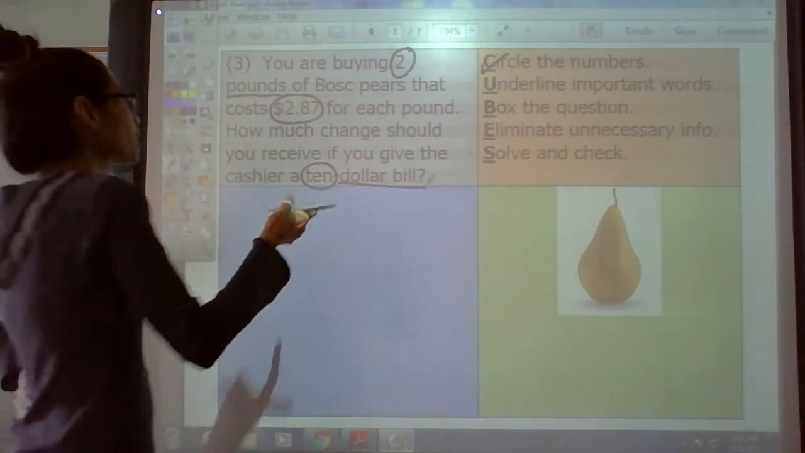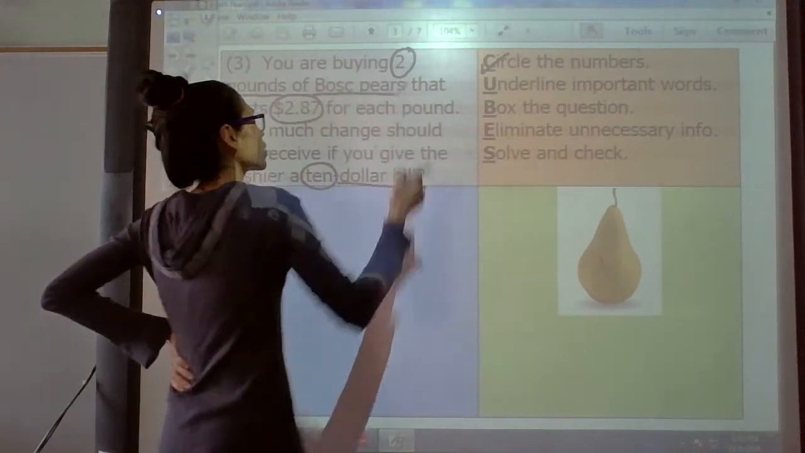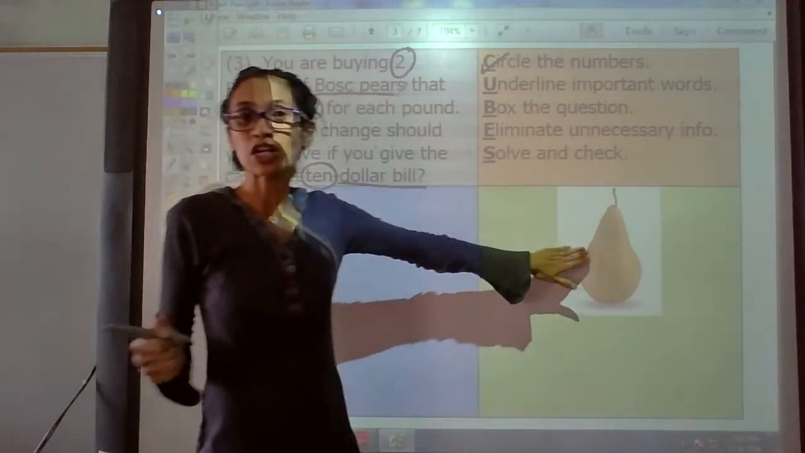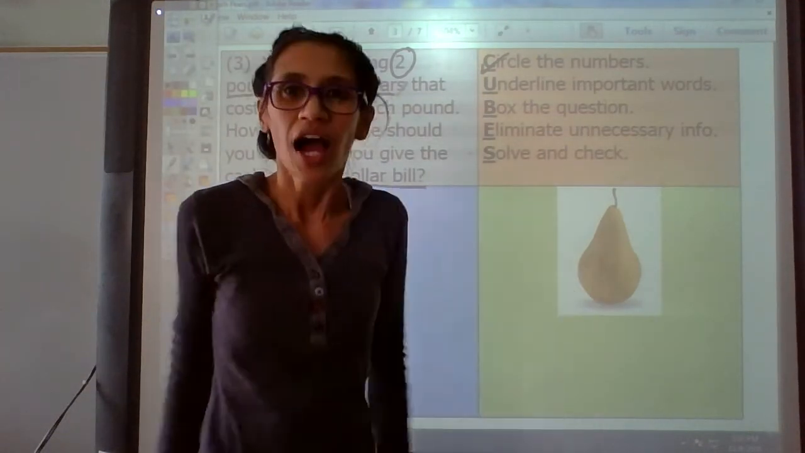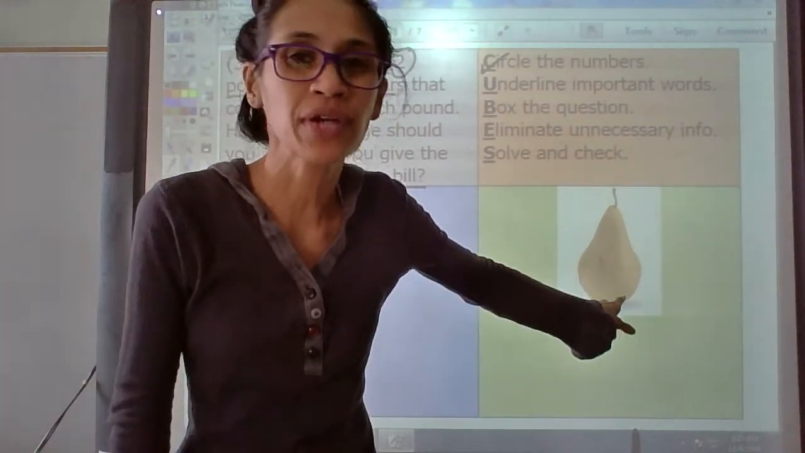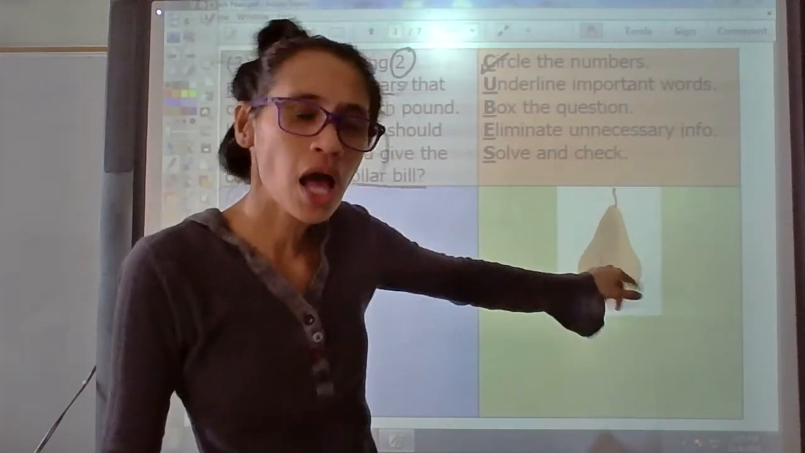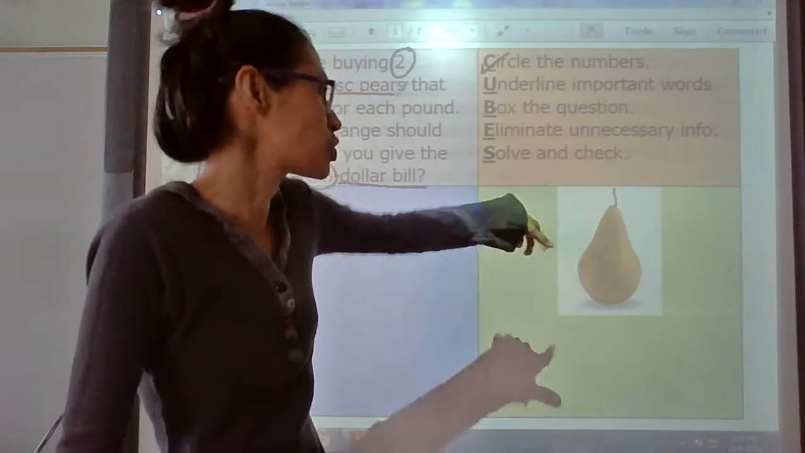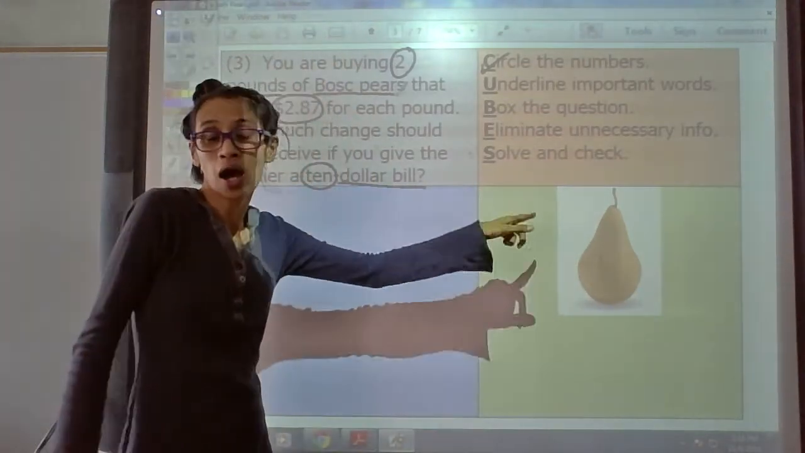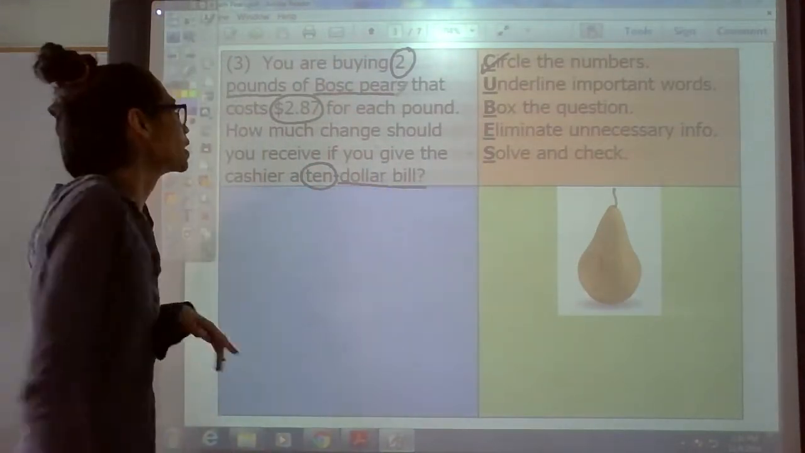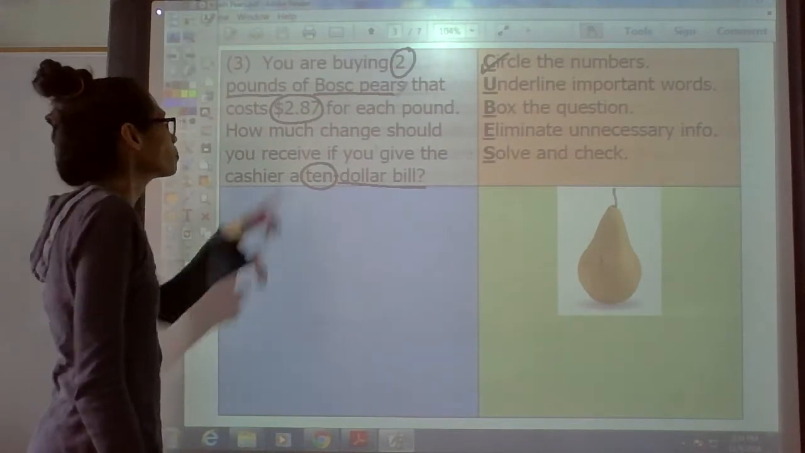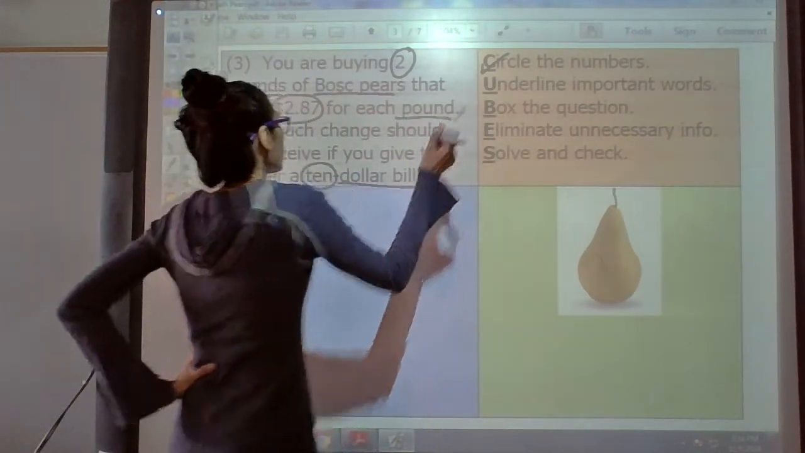Oh, the kind of pear that is. This variety is called a Bosque pear. And there's a picture right there of the Bosque pear. All right. And what else do we see? Oh, the word pounds right there.